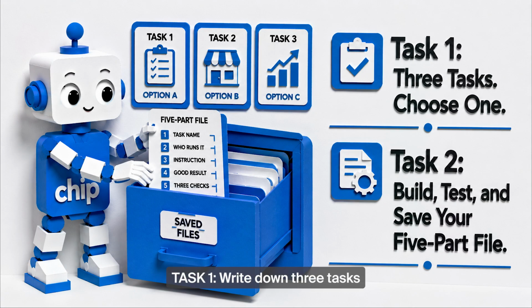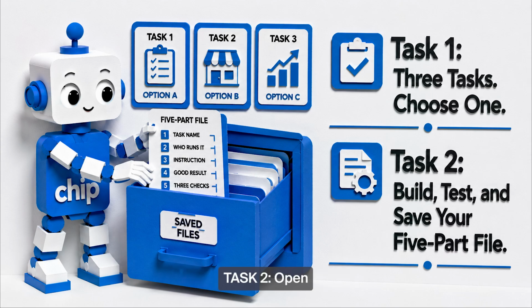Task 1. Write down 3 tasks you currently do by hand every week that take the most time. For each task, write how many times a week you do it. Then look at all 3 and choose the one task that happens most often, takes the most time, and is the easiest to explain to someone else. That is your main task.